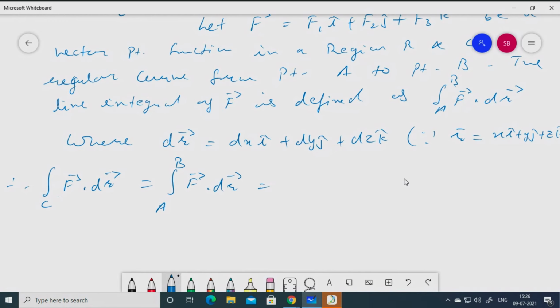Now substitute the values of f bar and dr bar and take a dot product between them, and tell me what result you will get. The integral from A to B of f1 dx plus f2 dy plus f3 dz. Okay, so this is what we are going to get. So this gives the line integral.